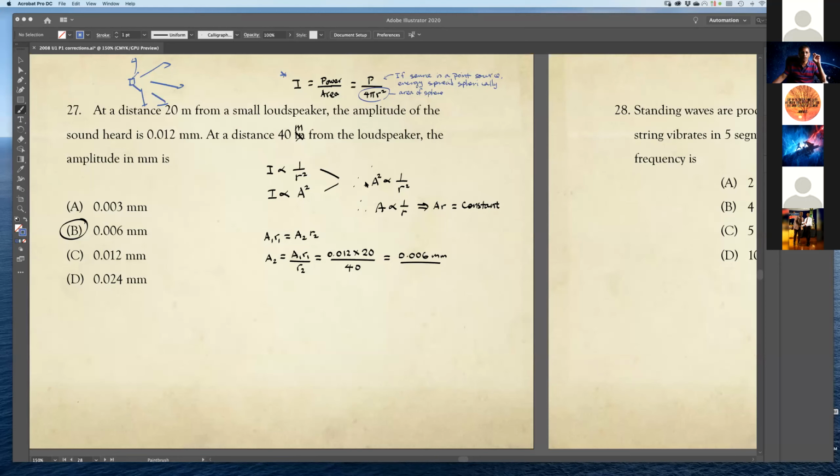Intensity is inversely proportional to r squared, and intensity is proportional to A squared. Therefore, A squared must be proportional to 1 over r squared, or A is inversely proportional to r. So A times r must be a constant, the amplitude times the distance from the source. Therefore, A1 over R1 is equal to A2 over R2. So R1 is 20 and A1 is 0.012, and R2 is 40. We can solve the equation to get B as the answer.